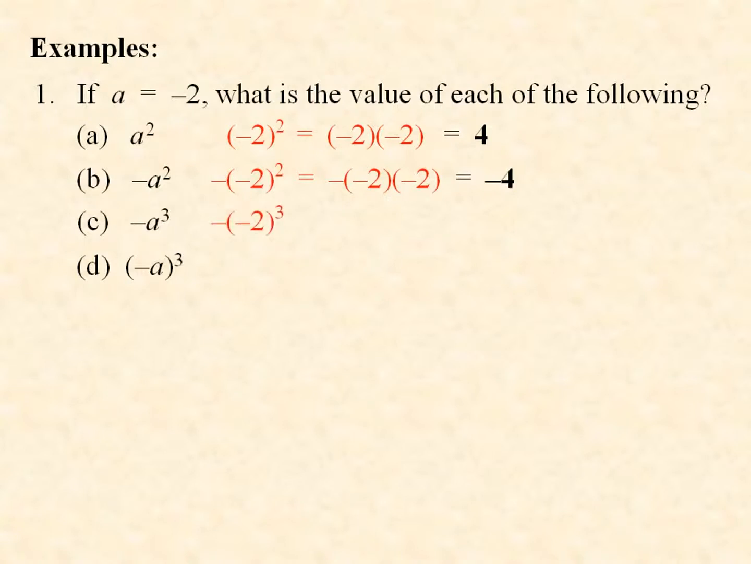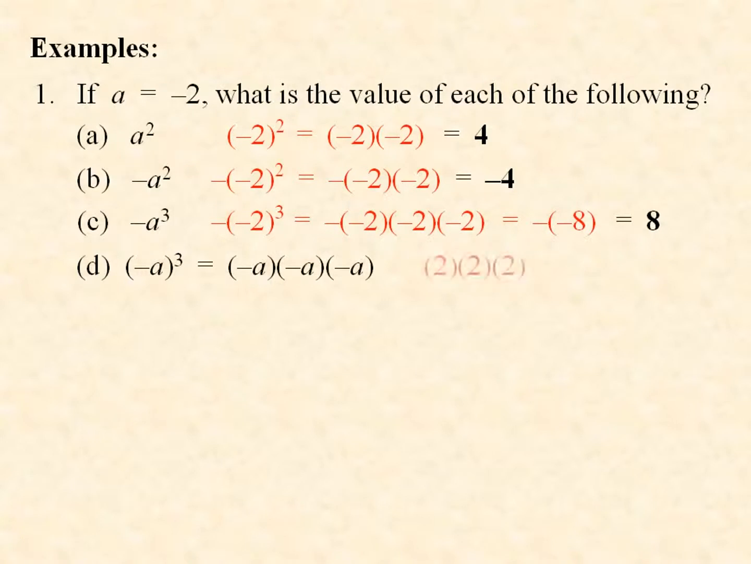The third is the opposite of -2 to the third power, and that's the opposite of -2 times -2 times -2. Count the negatives there. It's the opposite of -8, which is +8. The fourth means the opposite of a times itself 3 times. And if a is negative 2, the opposite of a is positive 2. So we actually have positive 2 times itself 3 times, which gives us positive 8.